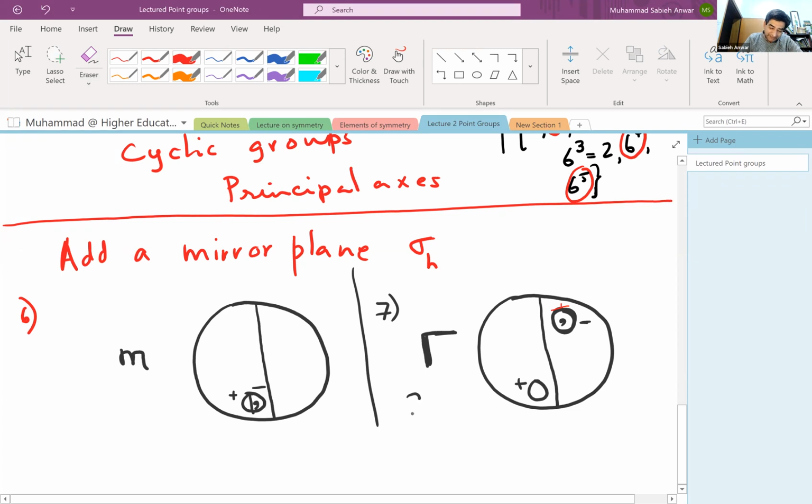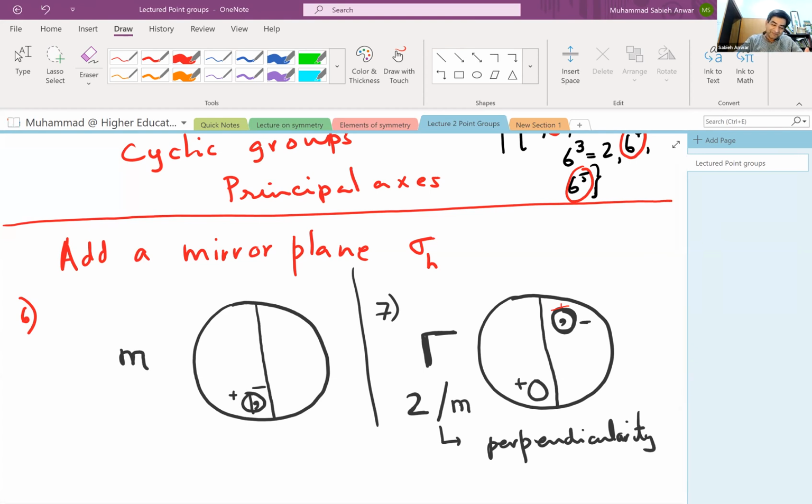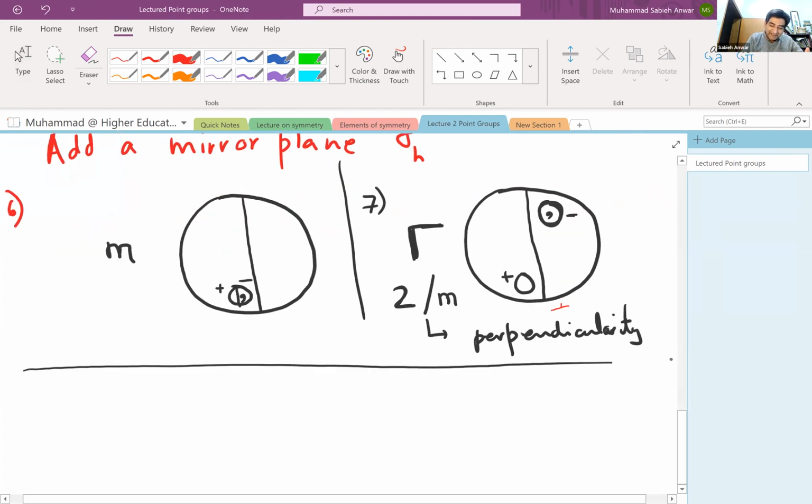So the international symbol for this group is 2/m. And whenever I have a forward slash in the international notation, it means that I have a mirror plane perpendicular to the principal axis of rotation. Okay, so this forward slash represents perpendicularity between the mirror plane and the axis of rotation. Okay, so it's very straightforward and systematic. It's like playing a game and learning the rules of the game.